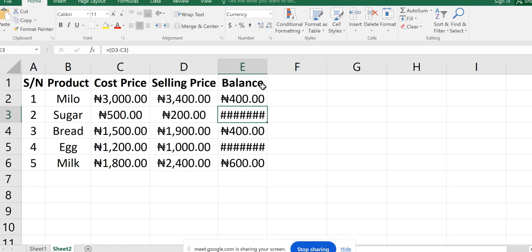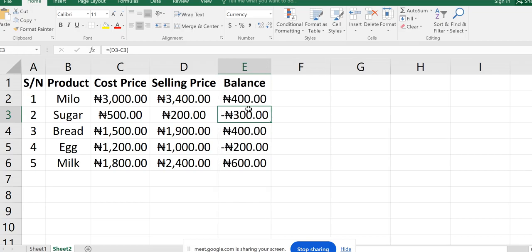Now, this was a previous thing, hash. So which means there's a negative value there. So it has exceeded this. That negative value has exceeded the auto fit column width we set here before. So I can just come here and double click. It will adjust it. So you can see every balance has been formatted in that Naira format set. So you can see we have minus 200 and minus 300.